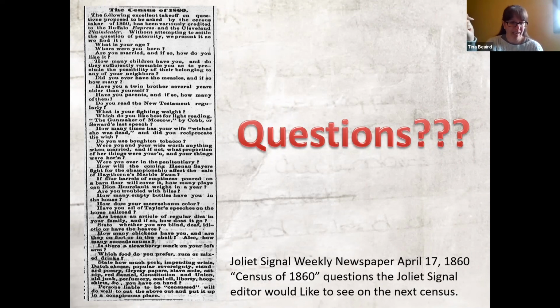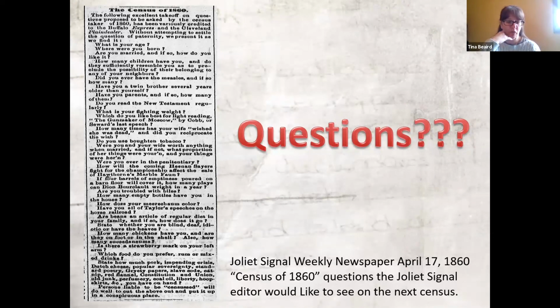They have things like, how many empty bottles do you have in the house? During quarantine, I'm not going to ask you that right now. Do you use tobacco? Do your kids look like you? Just some really fun ones. It's in your handout, so take a look at it. It's really entertaining, the types of questions they ask.